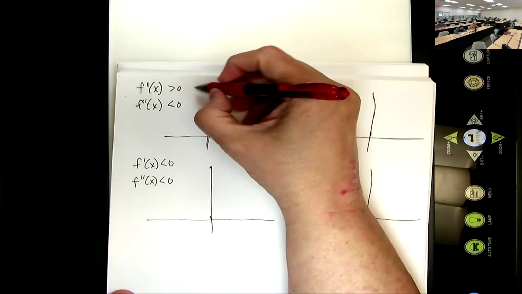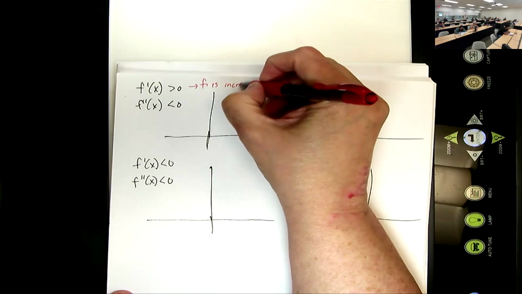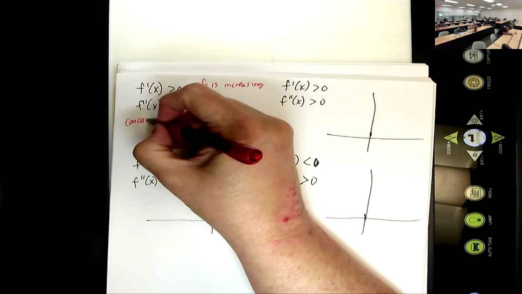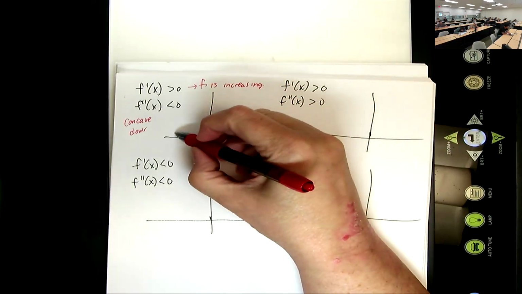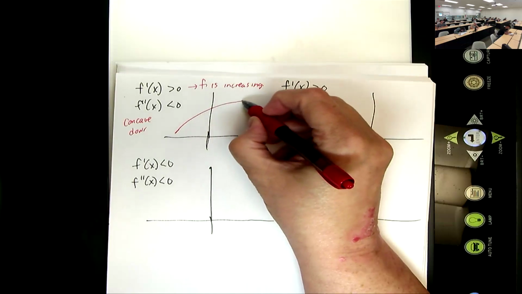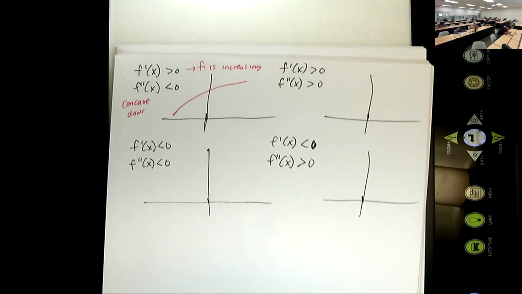So this says f is increasing. So it's going up on everything, but it's concave down. For that to happen, we have it going up, but it's going up less and less as we go. That meets the criteria of both.